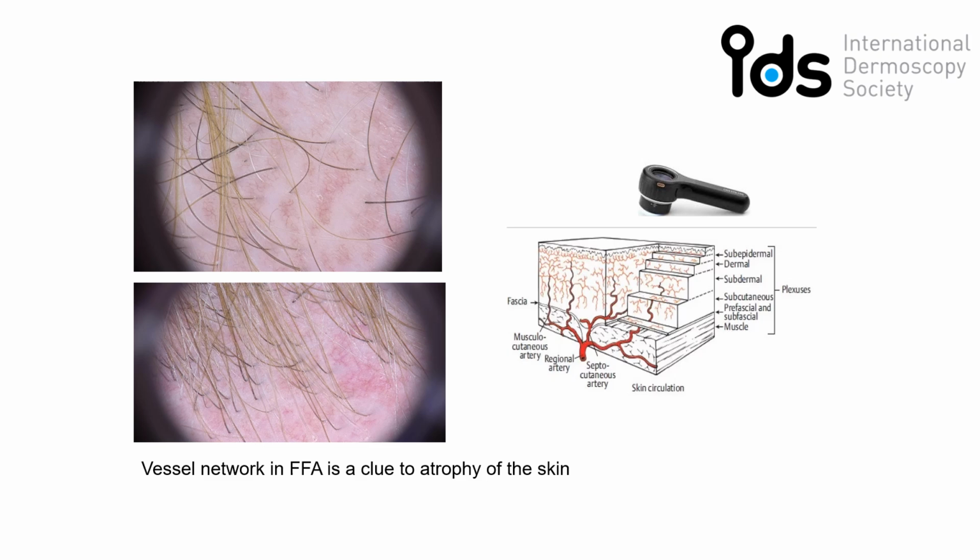And we see this vessel network in FFA, which is basically a clue to this atrophy in the skin. Why? Because with the dermatoscope, we are able to see the ramifications of the vessels coming from the superficial vascular plexus, which is parallel to the skin surface.